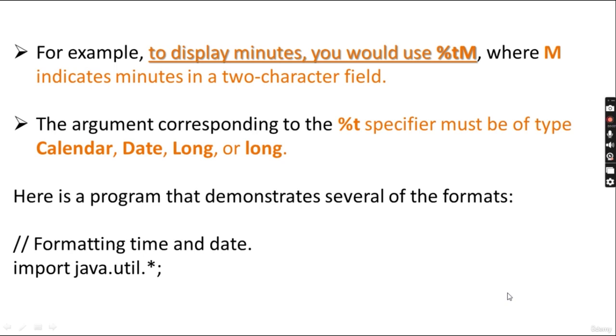To display minutes, you will use %tM with a capital M, where M indicates minutes in a two-character field. The argument corresponding to the % specifier must be of type Calendar, Date, Long or long. So that your time will be displayed as accurately as possible.